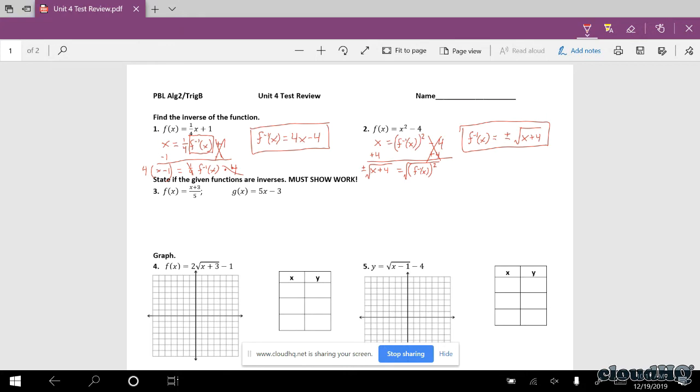Number 3, to show that they're inverses, to get full credit, you have to plug one function into the other and show that everything cancels out except the x, and then go the other direction. So we're going to do f of g of x. That means you're plugging the g into the f. So the g of x is 5x minus 3. It's going to get plugged into the f function.